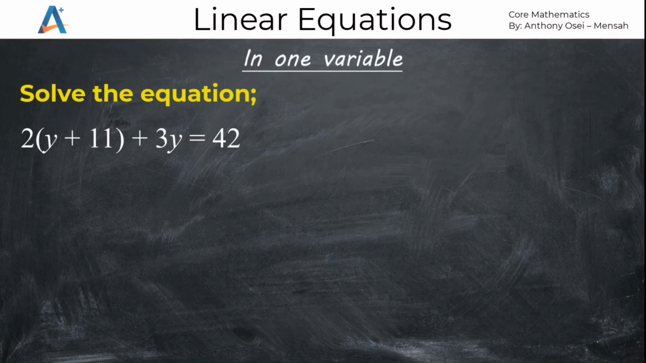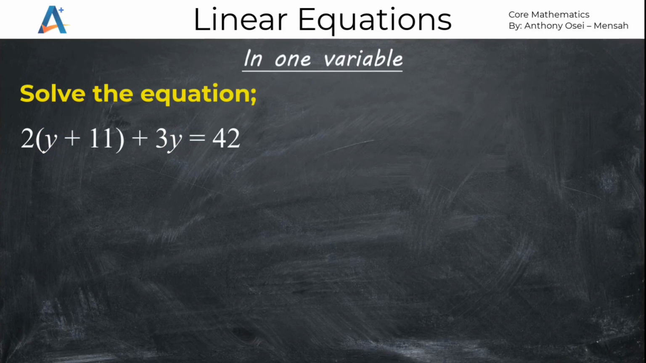And also we have a single variable, that is to say y. Y is found at the left hand side, y is found at the right hand side. So this is a linear equation with one variable called y. Now let's continue to solve.